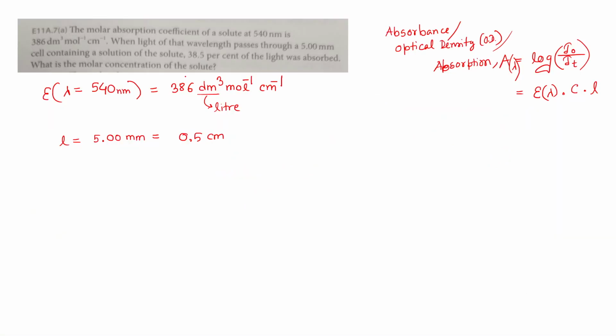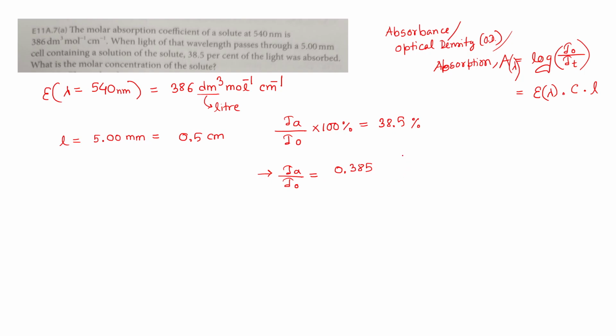Okay. Now it is also given, and what else is given? That a cell containing a solution of solute, 38.5% of the light is absorbed. So your light absorbed is actually IA by I0, into 100%. That is given as 38.5%. So you know what your IA by I0 is? That is 0.385, right?